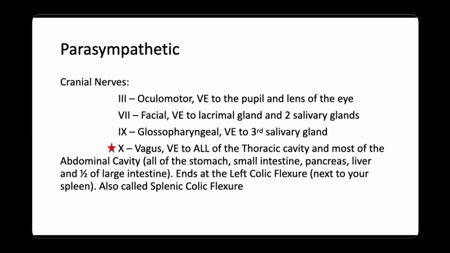And the big one, cranial nerve 10, the vagus nerve, this one's massive. It runs through the thoracic and abdominal cavities, controlling most of the internal organs, the heart, lungs, stomach, pancreas, liver, and about half of your large intestine, stopping near the splenic colic flexure.